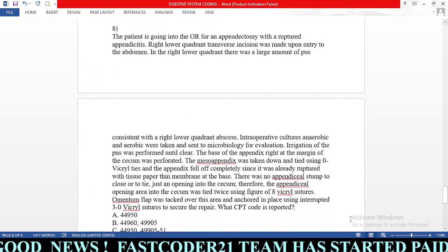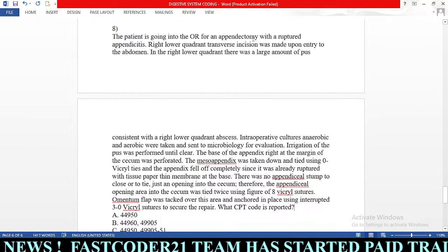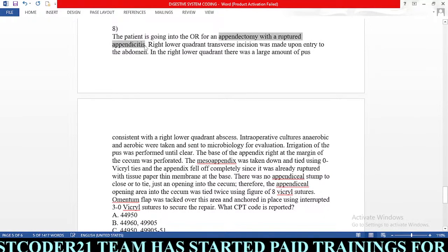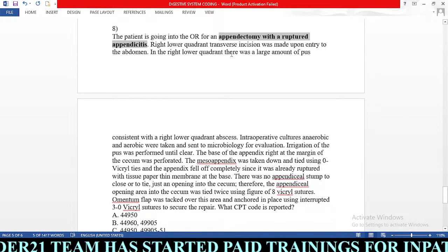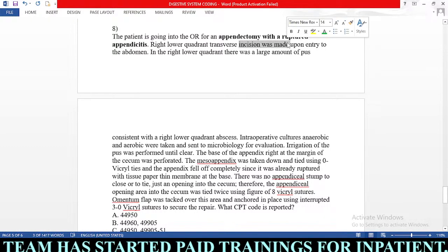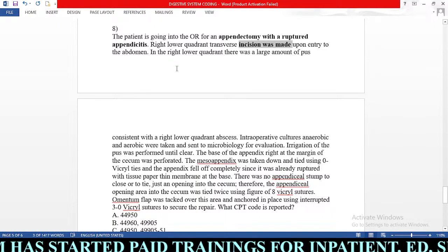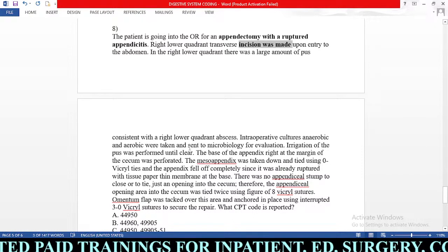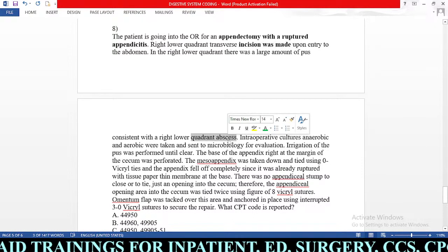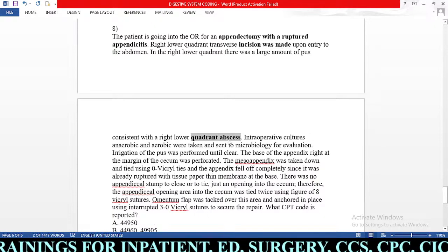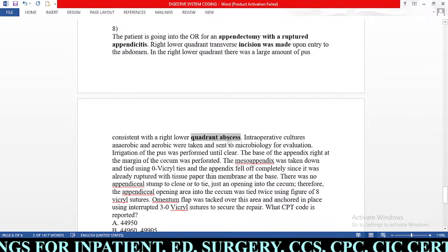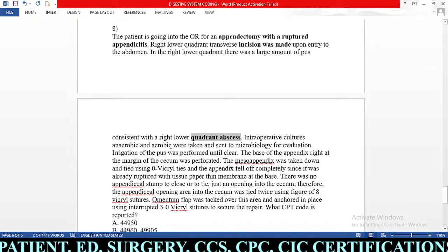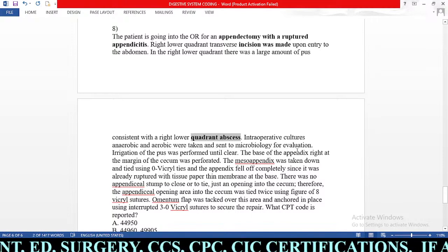The patient is going into the OR for an appendectomy with ruptured appendicitis. So these are the keywords here. Right lower quadrant transverse incision was made. Upon entry to the abdomen in the right lower quadrant, there was a large amount of pus consistent with a right lower quadrant abscess. Okay, the patient had an abscess along with a ruptured appendix. Intraoperative cultures, anaerobic and aerobic, were taken and sent to microbiology for evaluation.